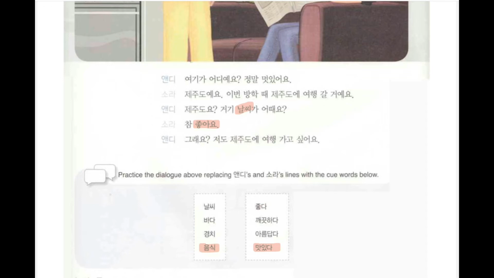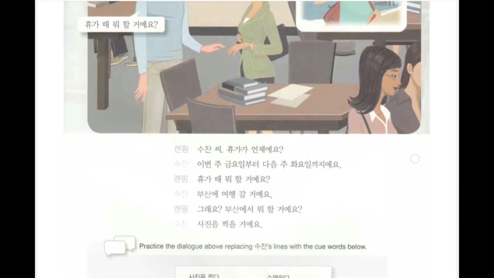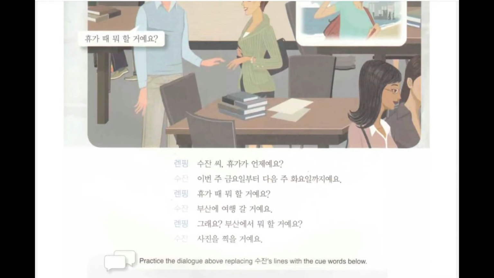아주 좋습니다. Very good. 자, let's move on to the third dialogue. 여행 갈 거예요. What does it mean? I'm going to go traveling. I'm going to go on a trip. 자, 제가 먼저 읽을게요. 따라서 읽어주세요. Please repeat after me.